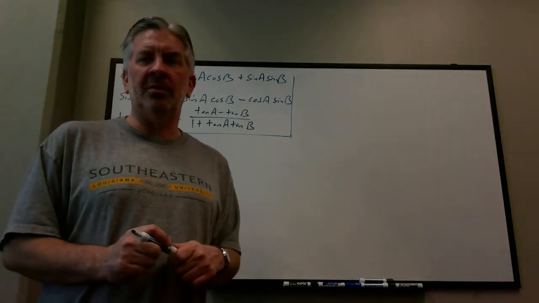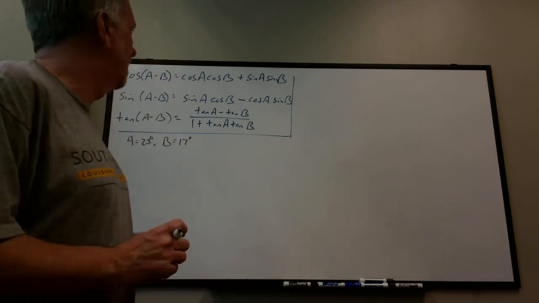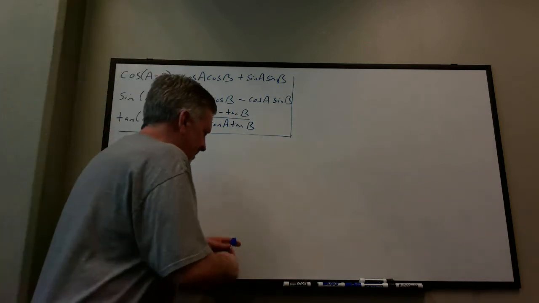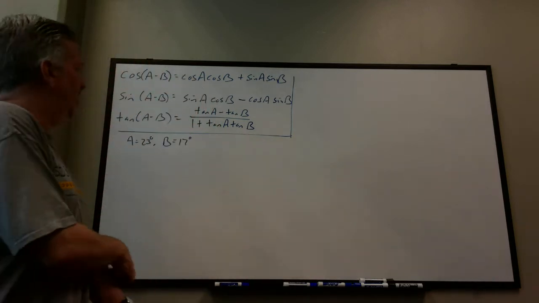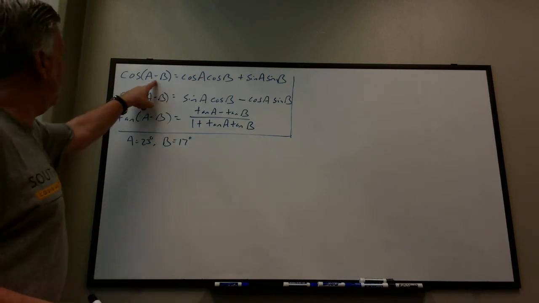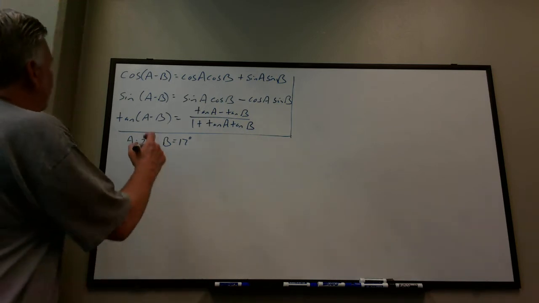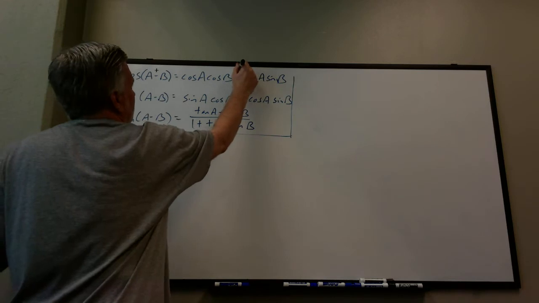Now we move on to another class of identities called the sum and difference formulas. I've listed three of them on the board that are in your notes, but I don't want to use up too much room writing all of them down. So if you look in the notes, cosine of A minus B is cosine A cosine B plus sine A sine B. If I change the minus sign to a plus here, the plus sign turns into a minus here.